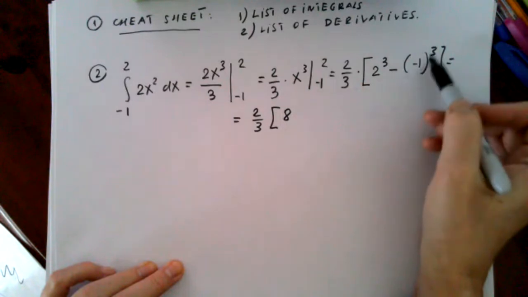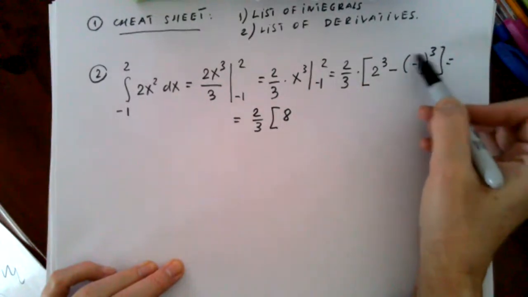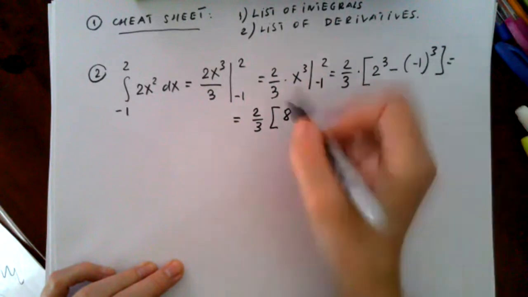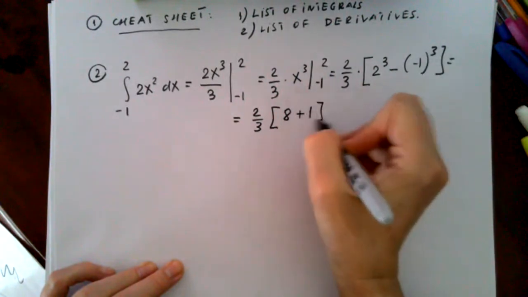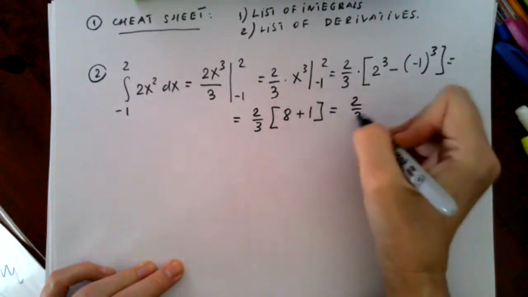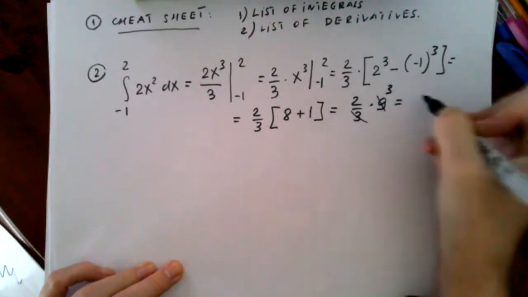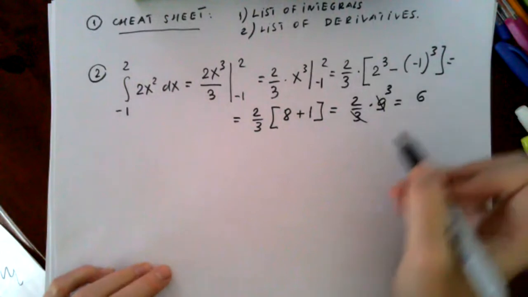And so look at this. This place is especially unsafe because (-1) cubed is -1, and minus times -1 will be +1. And this is the most typical mistake many students make. Okay, now I can simplify it a little bit, and the answer is 6, of course.